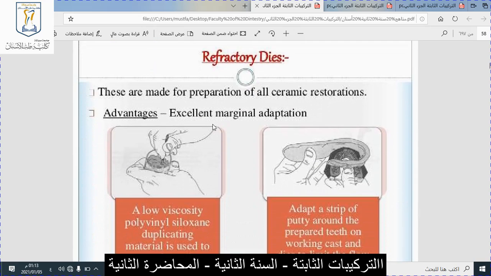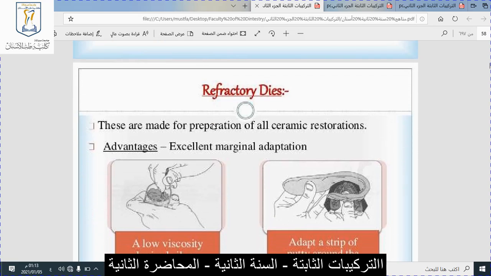Refractory dies, it is the refractory dies. It is dies made from high heat resistant materials or investing materials. So we use it, for example, for construction of the all ceramic restoration. We call this die one that withstands high heat without disintegration or deformation.